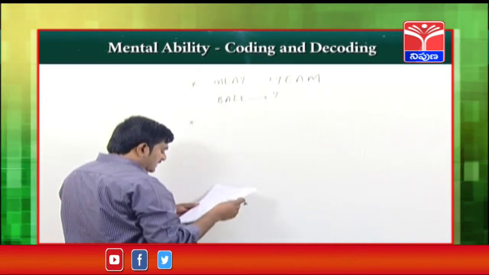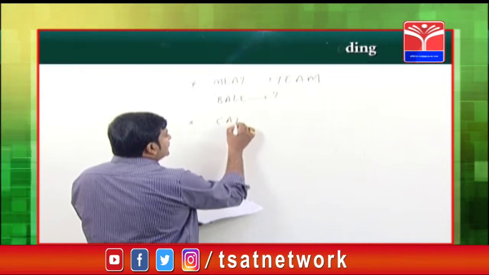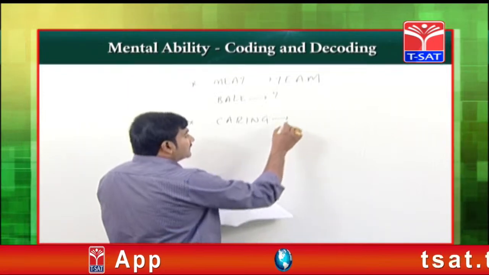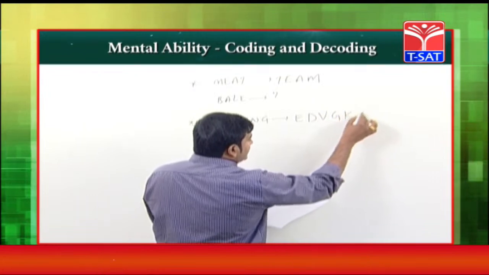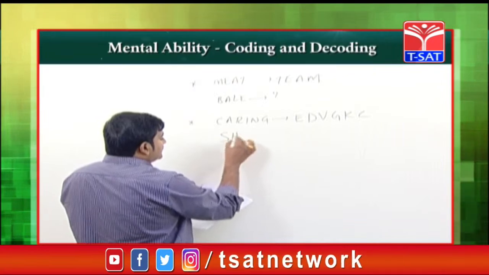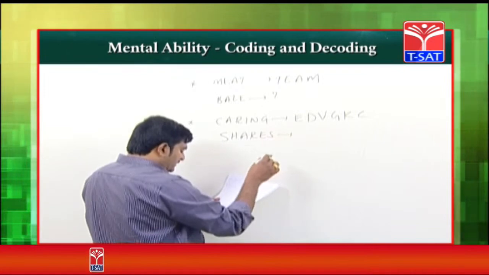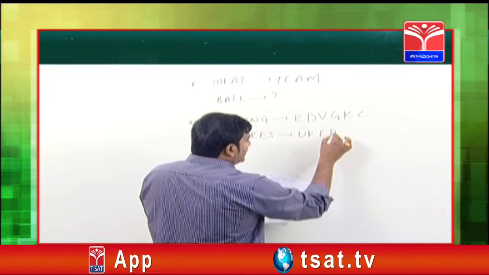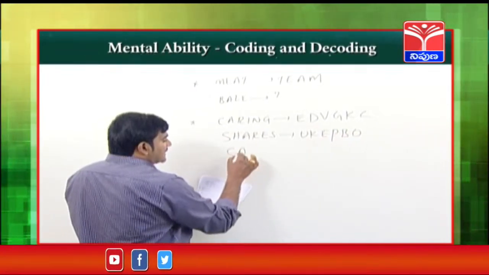Okay, so now we will discuss some other question. In a certain code language CARING, caring is written as EDVGKC. And similarly in a certain code language SHARES, shares can be written as UKEPBO. Then what is the code for the word casket?